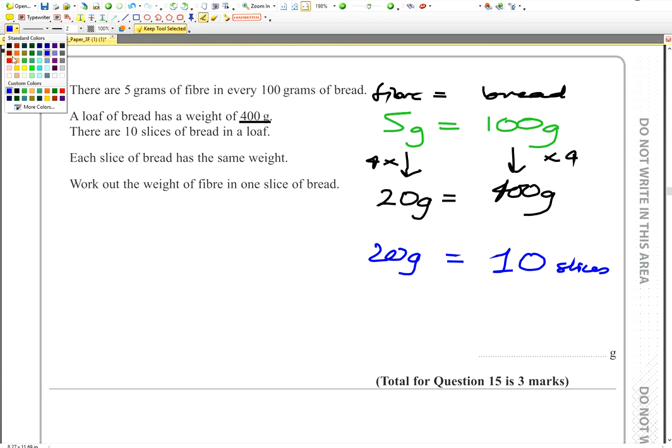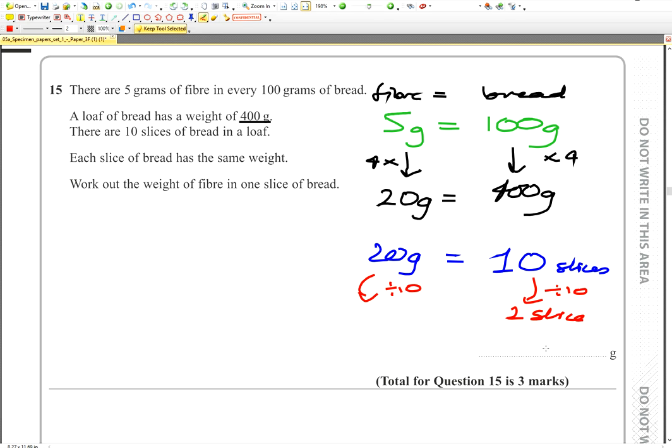Fiber. Not fiber optic, that's Virgin Media. Okay, so we need to find out the fiber in one slice. So how do we get from 10 down to one slice? Divide by 10. So you divide 20 by 10, and that gives you an answer of 2 grams. So the answer is 2.